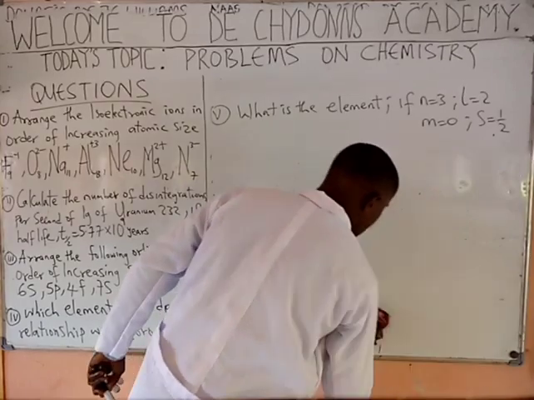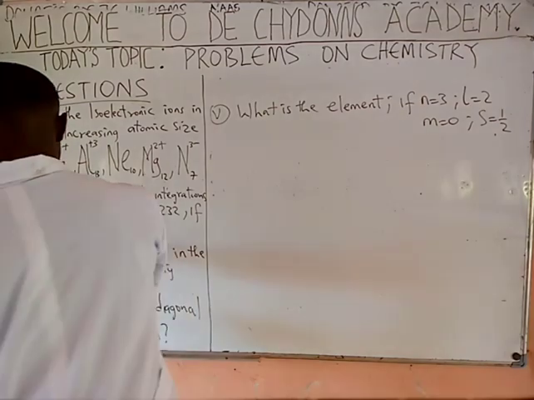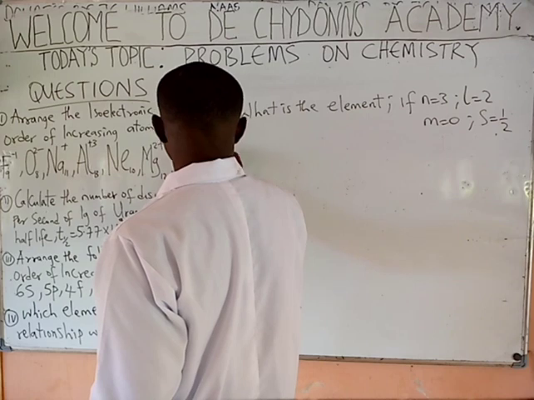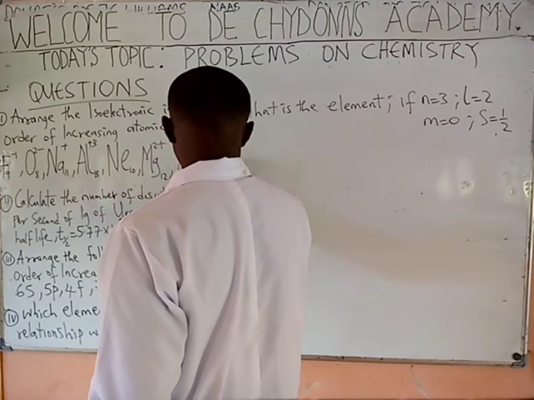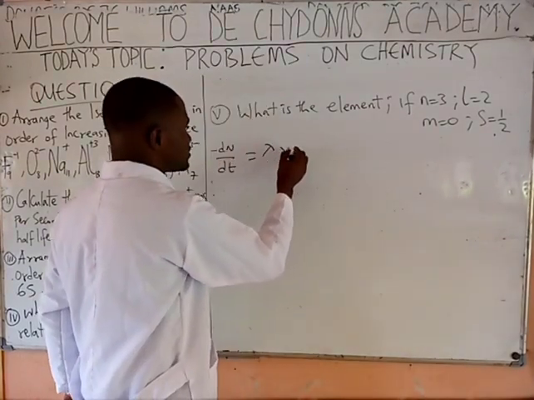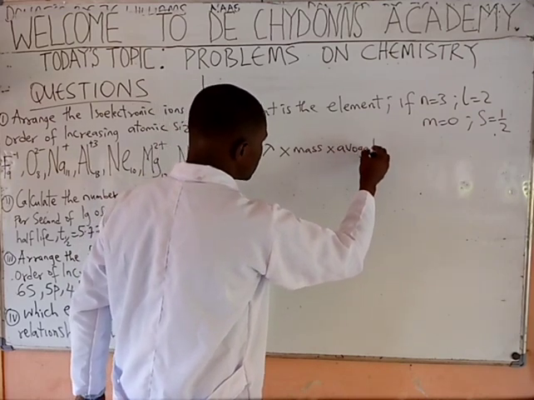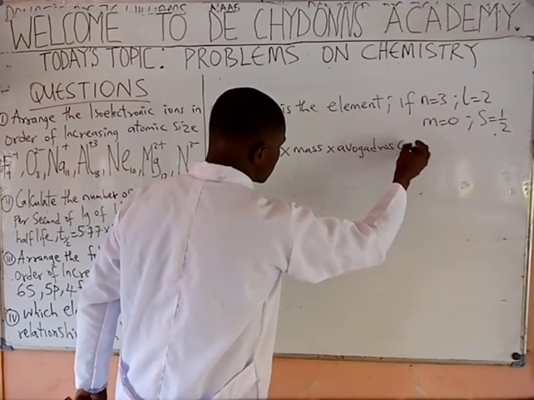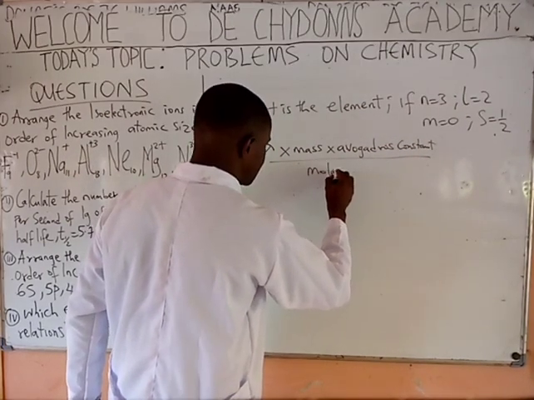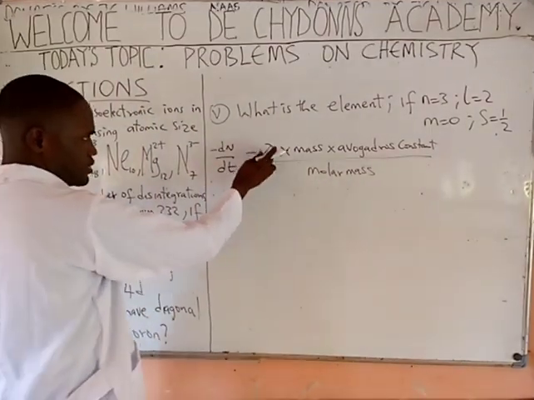Calculate the number of disintegrations per second of 1 gram of uranium-232 if the half-life is this. Now, the formula to calculate it is minus dN/dt equals the decay constant times mass times Avogadro's constant all over molar mass. Okay? Now, how do we get this decay constant?